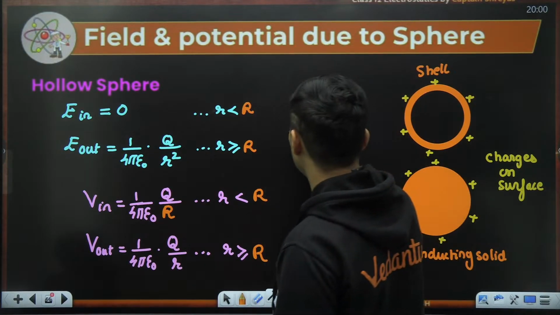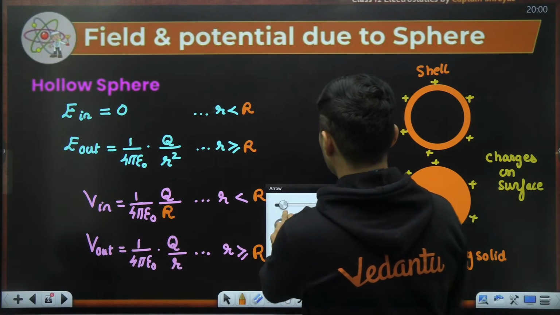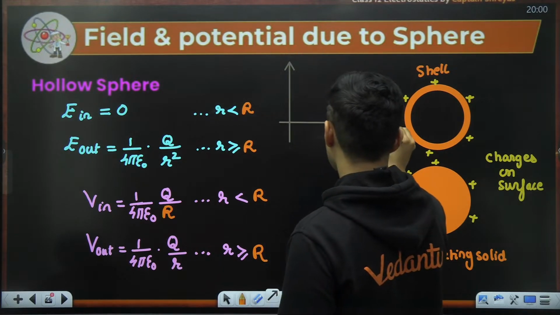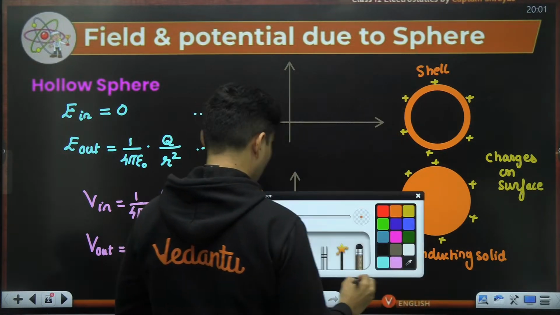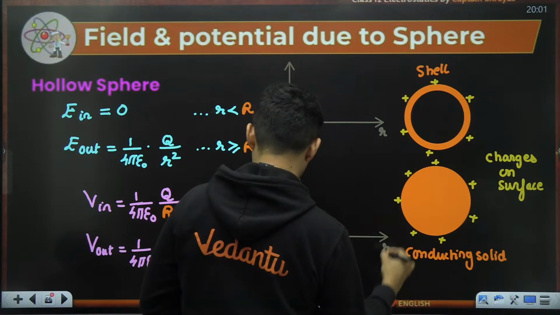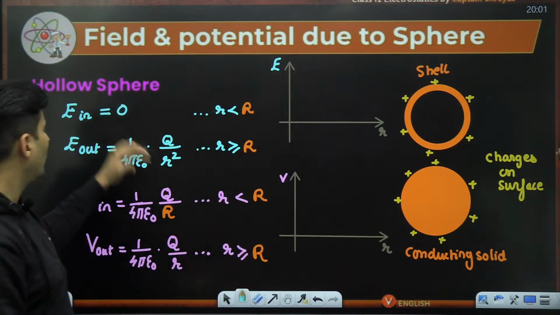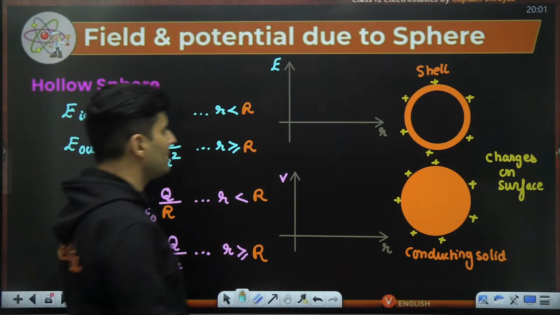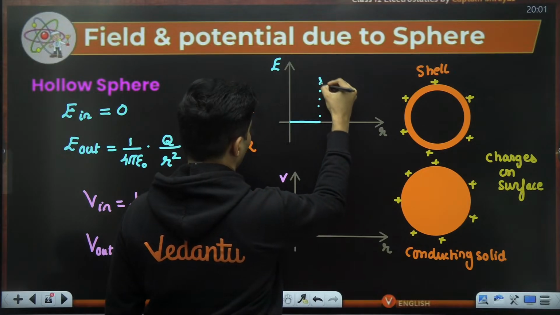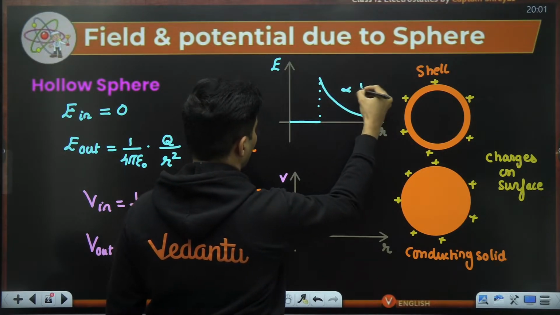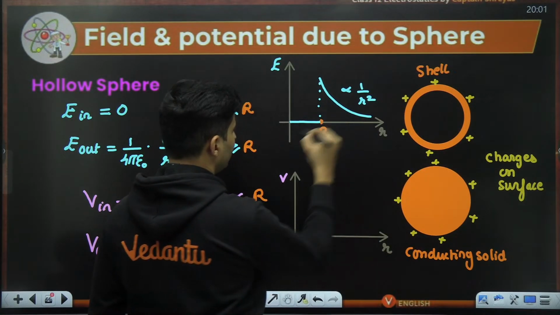If you ask me for the graphs, let me show it for you. This is distance, this is field. It is 0, then suddenly jumps and becomes inversely proportional to r square. So it will be 0, then it will jump and be inversely proportional to r square. The abrupt change happens at the surface.